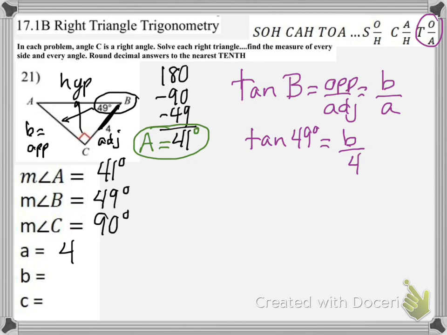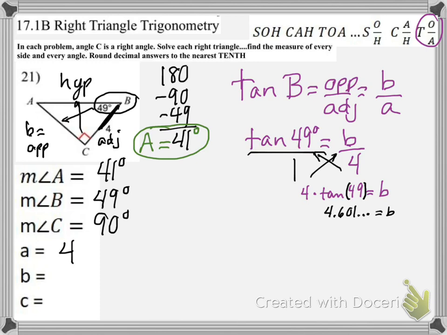I need that B by itself. The way that I usually do that is cross multiply. Throw 1 underneath here, cross multiply, so that I end up with 4 times the tangent of 49 equals B. B is by itself. I'm ready to put that in my calculator. Depending on your calculator, you might need some parentheses around that 49. And what I got out of my calculator is 4.601.